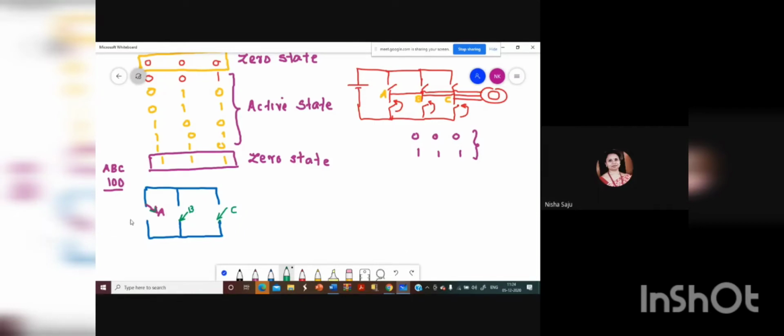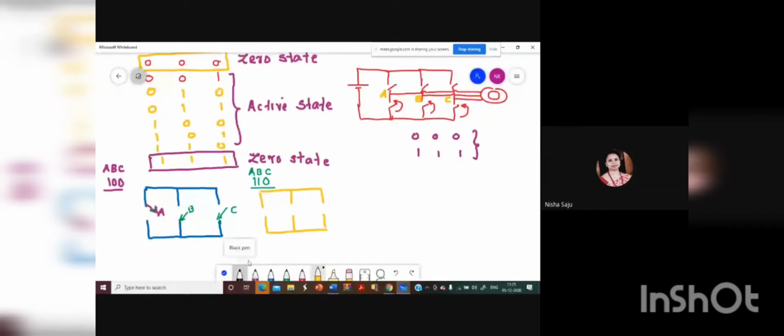So can anyone draw 110? What does it imply? The A switch is the top switch, that is on. The B switch is in the top part, that is also on. The C switch is in the bottom part, that is on. So how can we represent this? Can anyone draw it? You can switch on your audio and say which one will represent the top switch part and which one will represent the bottom switch part.